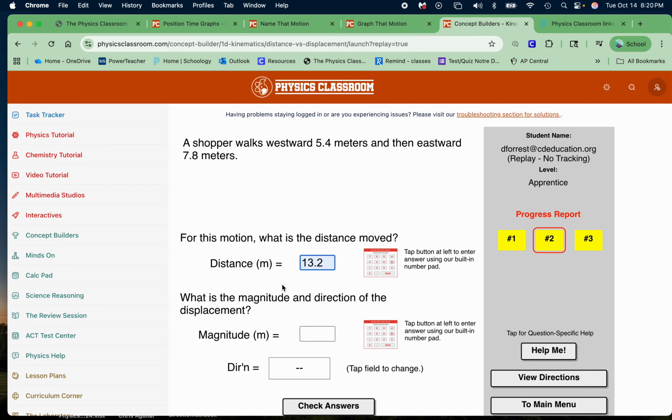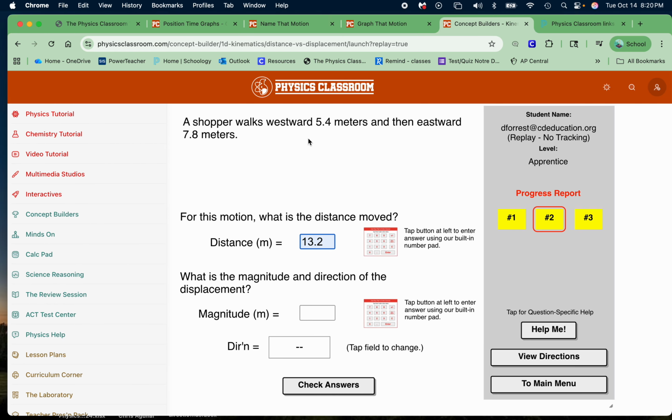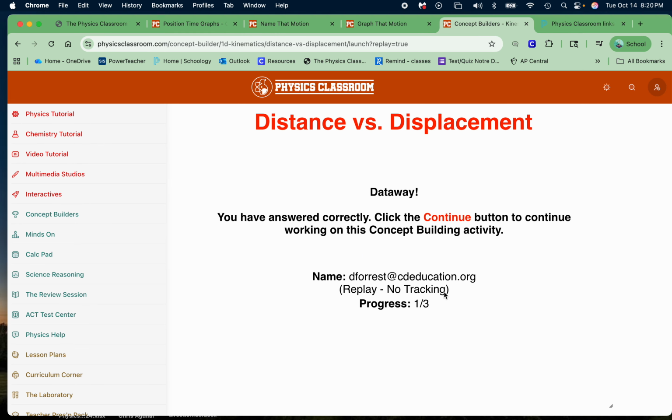What's the magnitude and direction of the displacement? Because these are going opposite directions, displacement is simply the difference between those. I'm going 7.8 east and 5.4 meters west. That would mean I'm going a net of 2.4 meters to the east. You can toggle back and forth here, but this should be east, and I'm going to go ahead and check my answers.